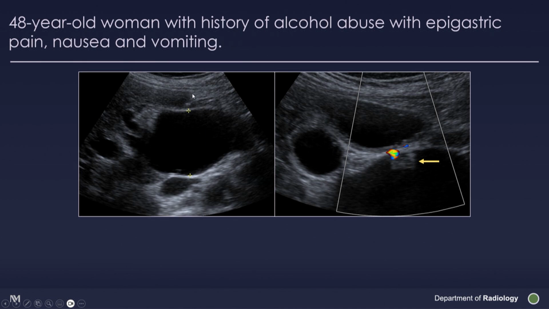Another example, this was a fortunate individual. Well, maybe not fortunate, but fortunate to get imaging because she's a 48-year-old woman, alcohol abuse, epigastric pain.